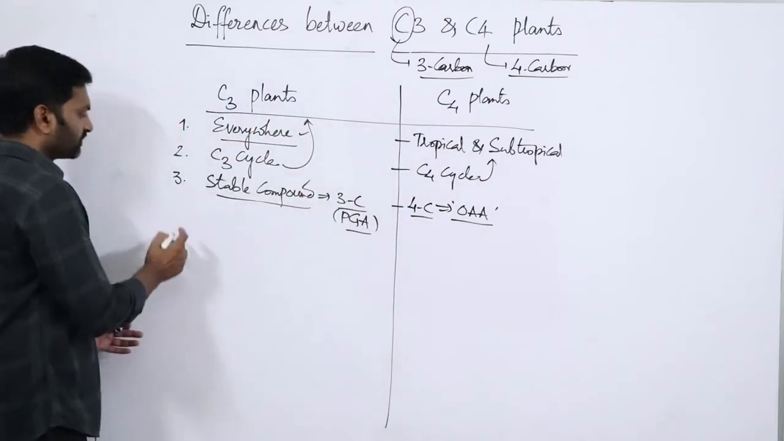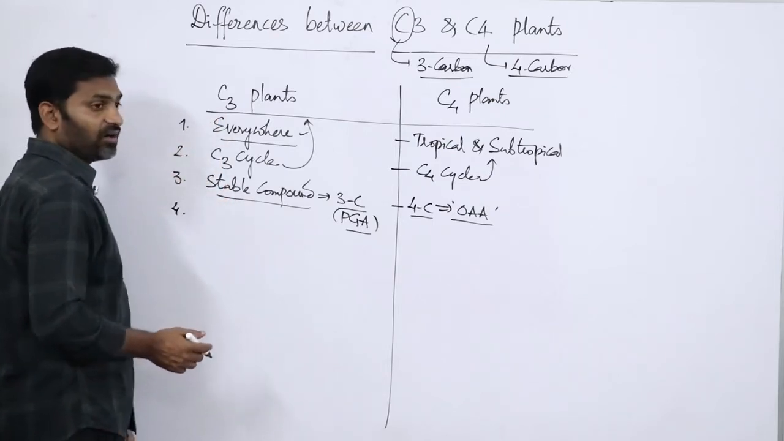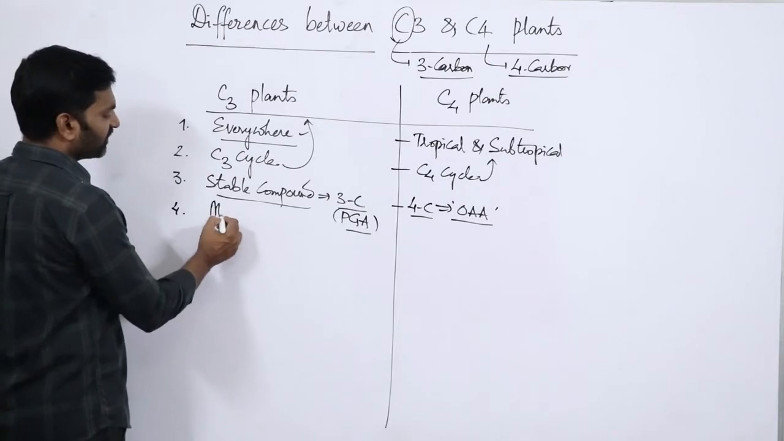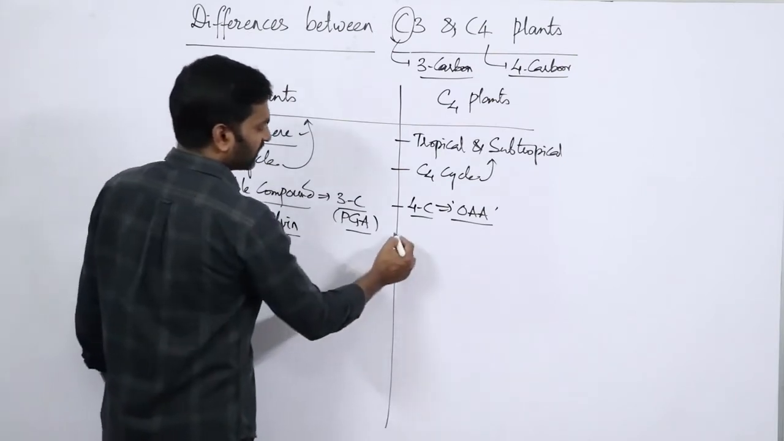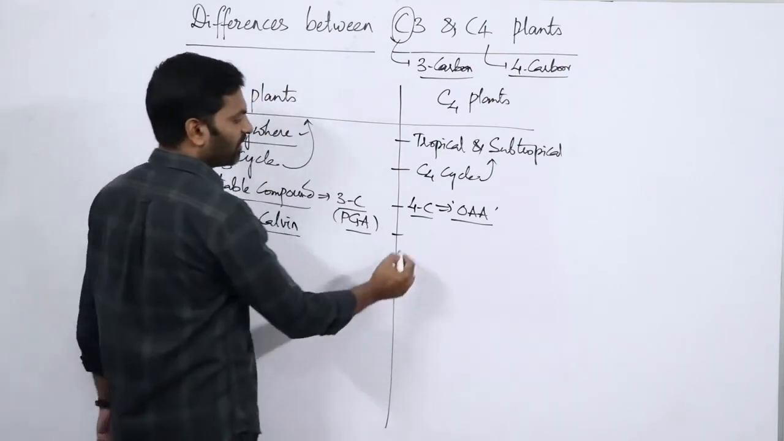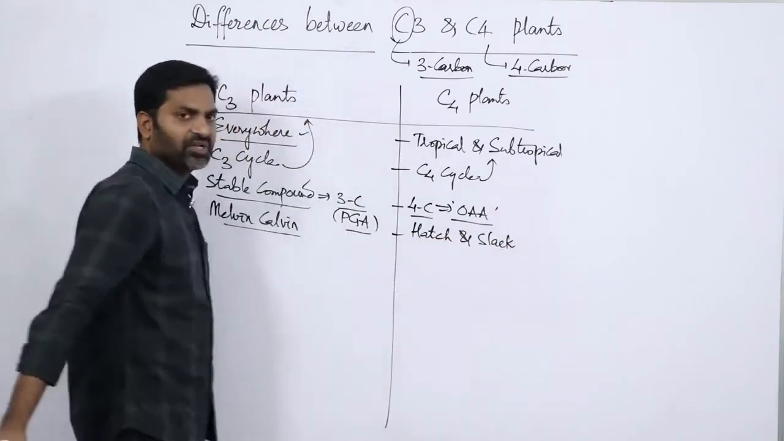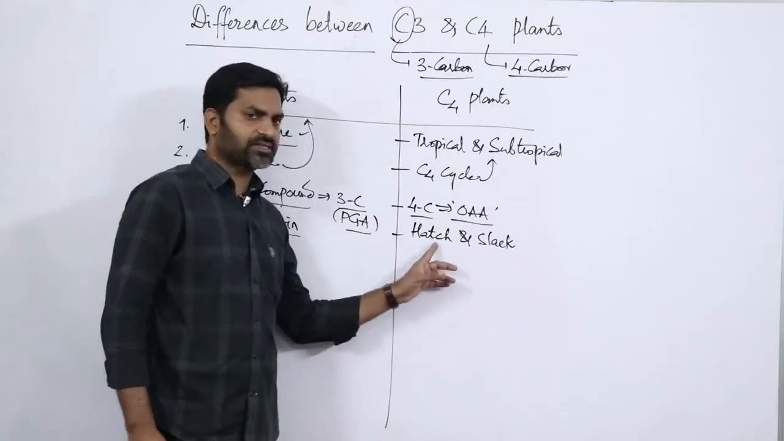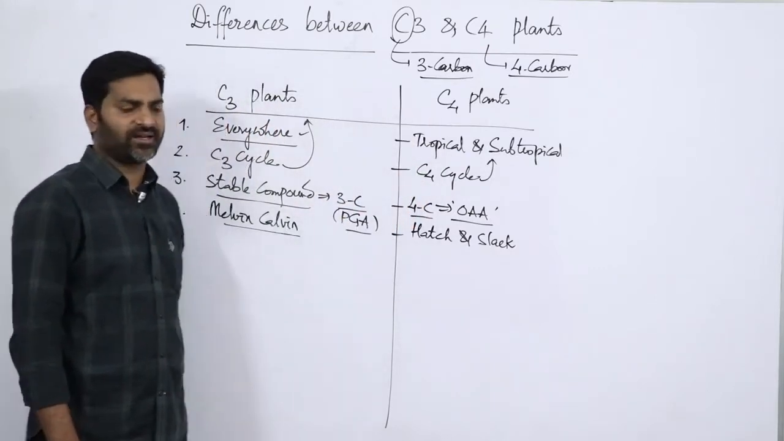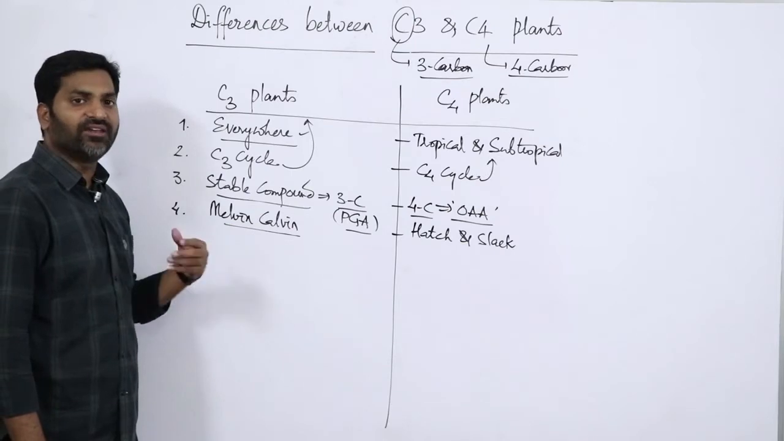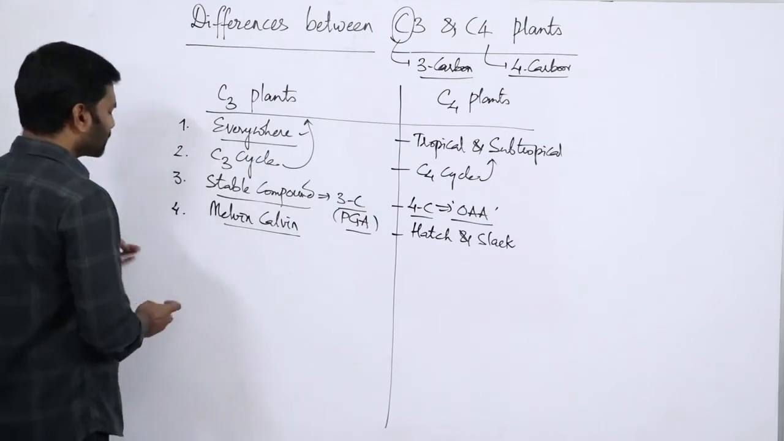Clear? Now the research related to C3 plants was done by Melvin Calvin. Right, and the research related to C4 plants was done by Hatch and Slack. Hatch and Slack were the scientists who contributed a lot to the C4 cycle, that is C4 plants, while Calvin is a very familiar scientist related to C3 plants. Then come to number 5.